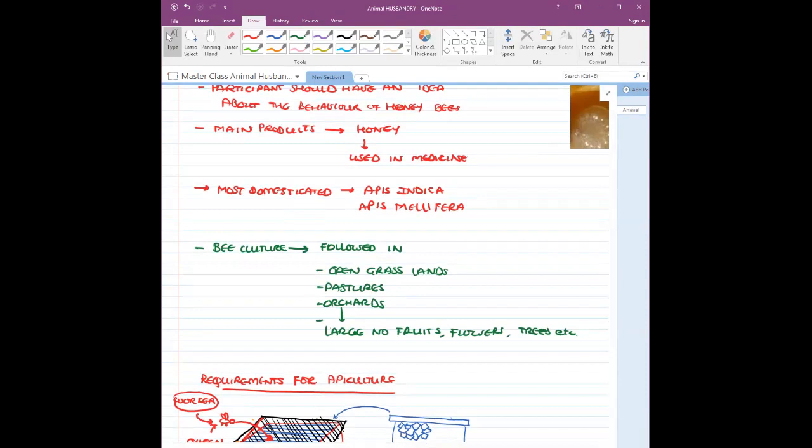Someone is saying one minute. Can you keep the most domesticated? The most domesticated are these two, Apis indica and Apis mellifera. Now, all four can be used. It's not that all four cannot be used. All four can be used, but these are the two most easy to work with. That is why. Yes, go on. If you have doubts, go on.